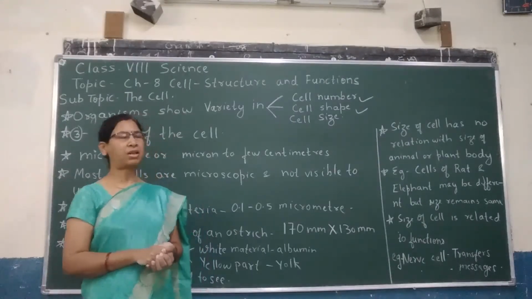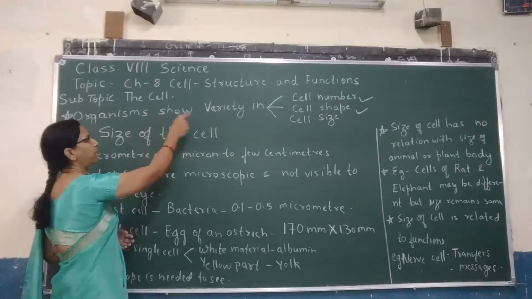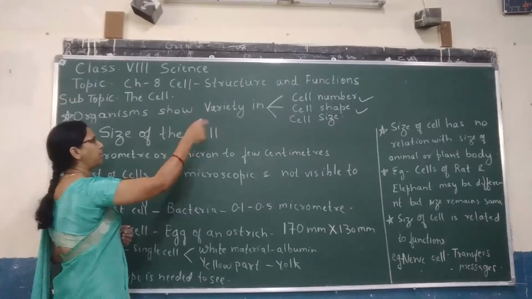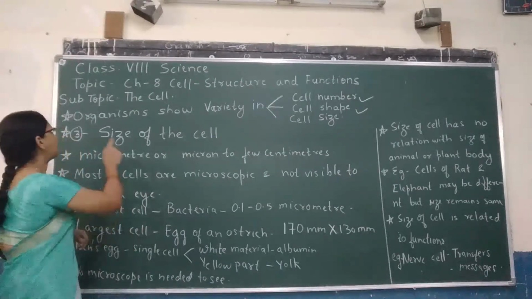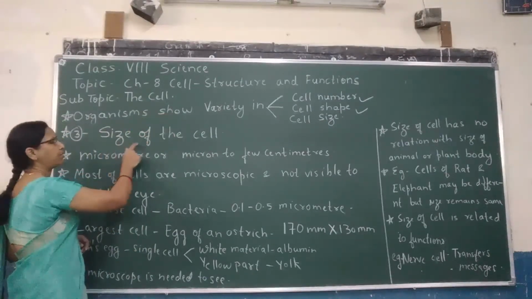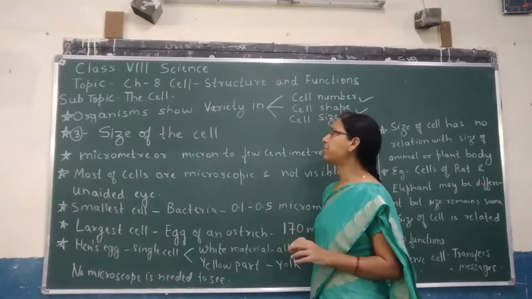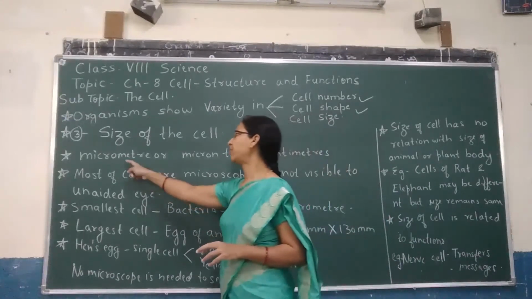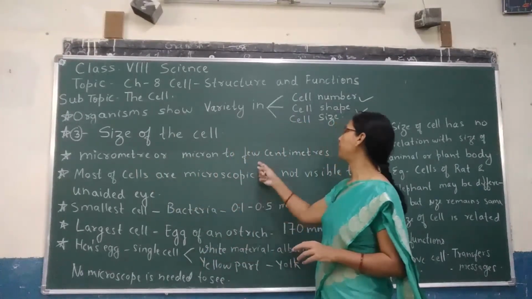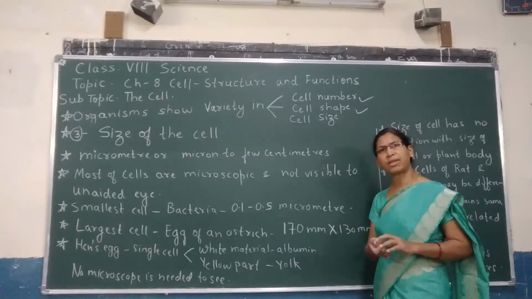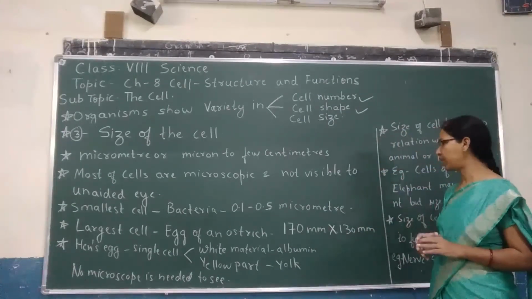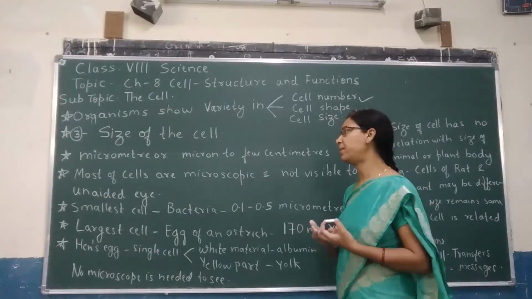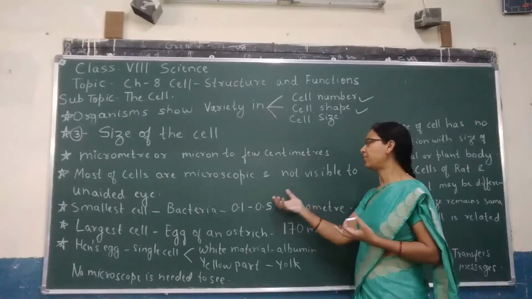Dear students, we have already learned about organisms showing variety in cell number and in cell shape. Today we are going to learn about organisms showing variety in the size of the cell. The size of the cell in organisms may range from micrometers or microns to a few centimeters. Most of the cells are microscopic and not visible to the unaided eye. Without any instrument like a microscope, we would not be able to see the cells of organisms.